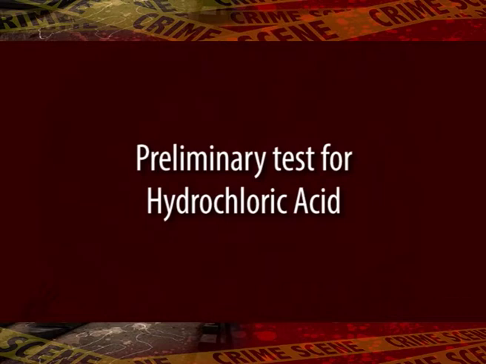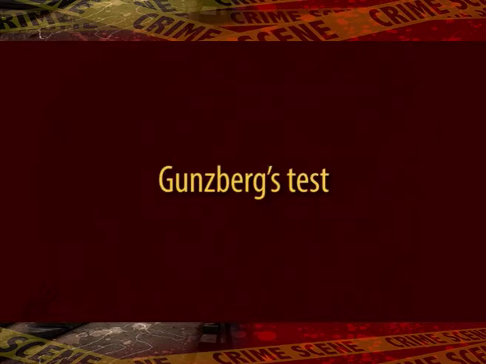Preliminary test for hydrochloric acid. Gunzburg test. A few drops of Gunzburg reagent is taken in a porcelain dish, evaporated to dryness over a small flame and cooled. A glass rod together with the material to be tested is added to the dried reagent. It is warmed gently. A purplish red color develops in the presence of free hydrochloric acid.